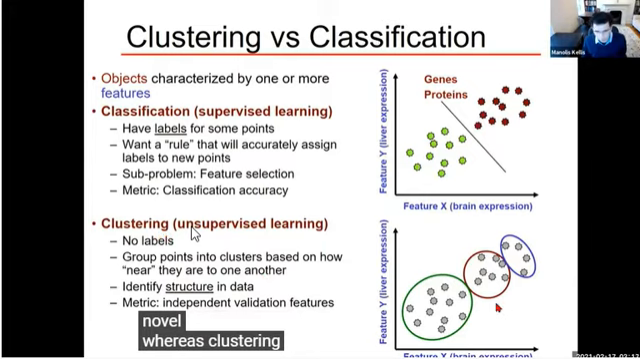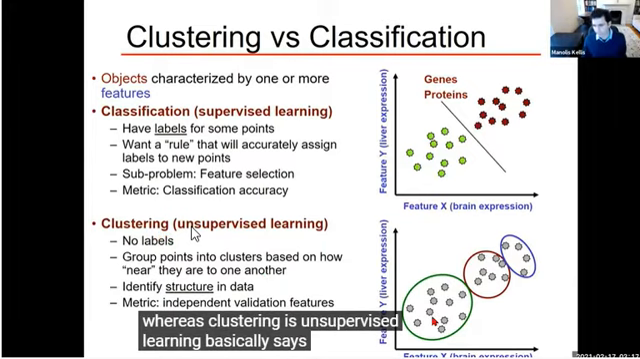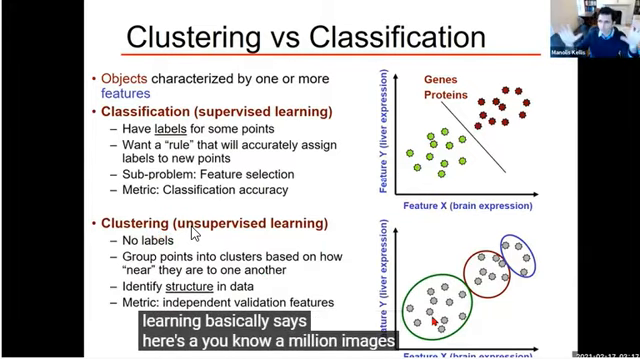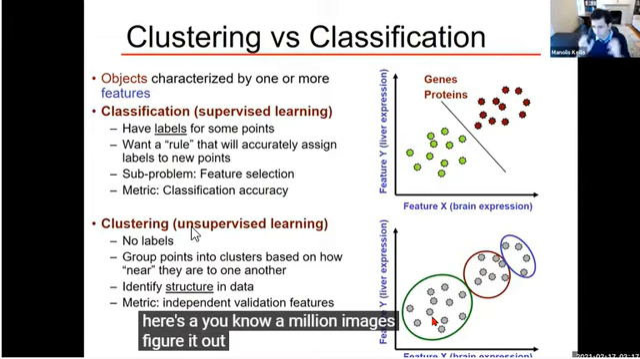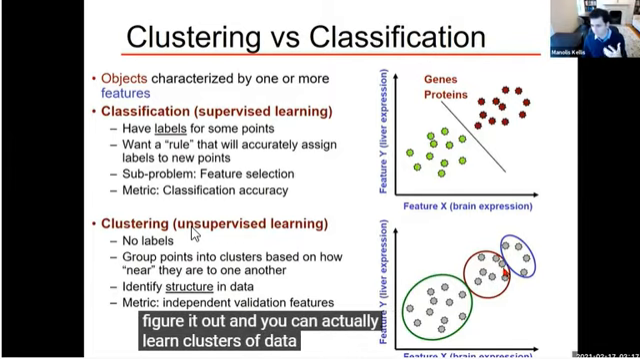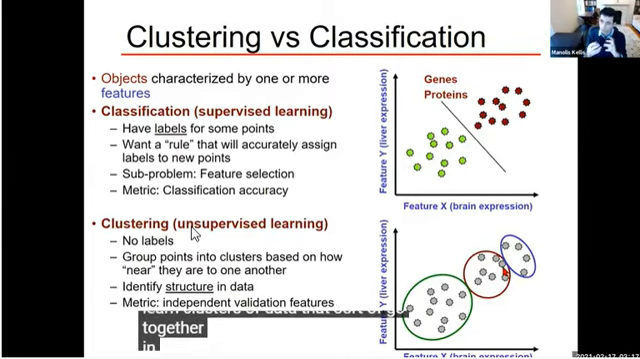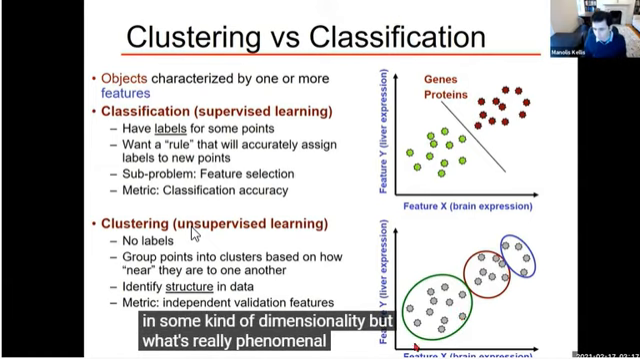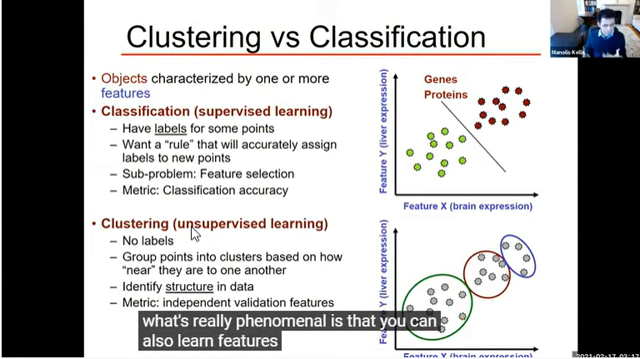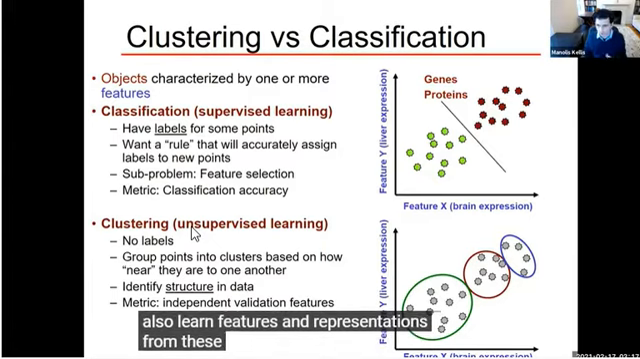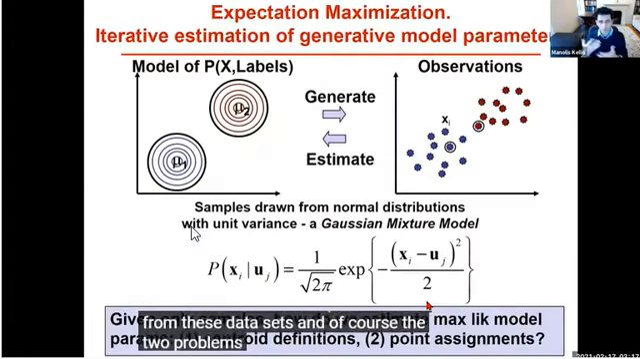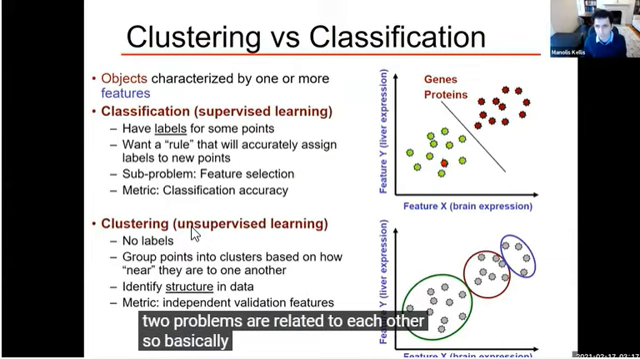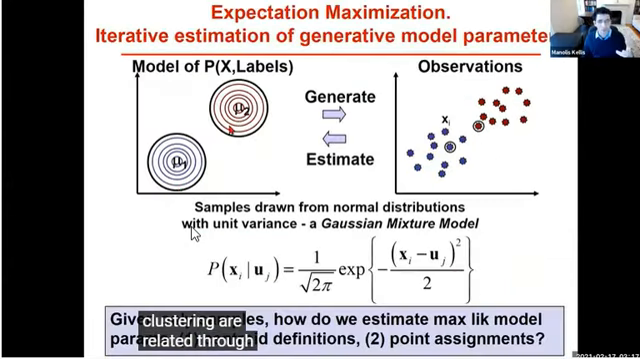Whereas clustering is unsupervised learning. It basically says, here's a million images, figure it out. And you can actually learn clusters of data that go together in some kind of dimensionality. But what's really phenomenal is that you can also learn features and representations from these data sets. And of course, the two problems are related to each other. So basically, classification and clustering are related through this iterative learning.